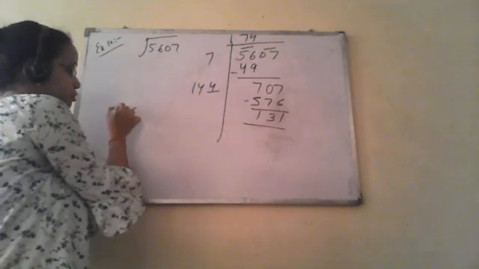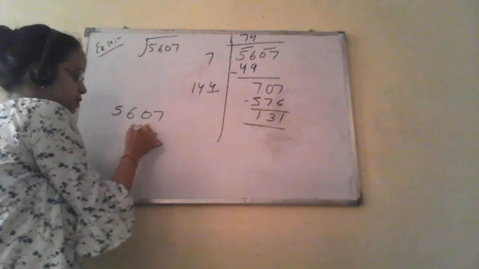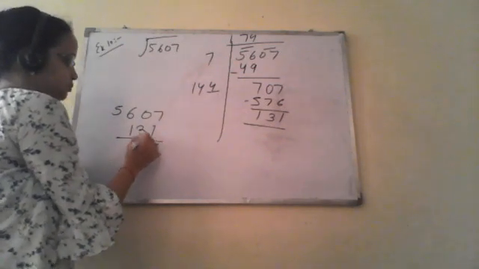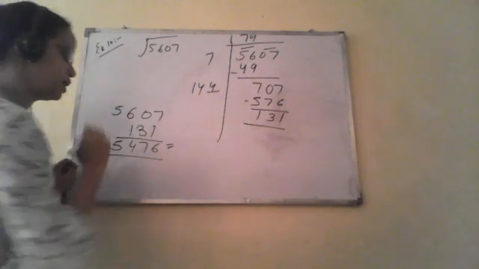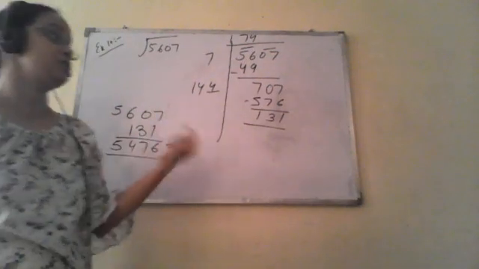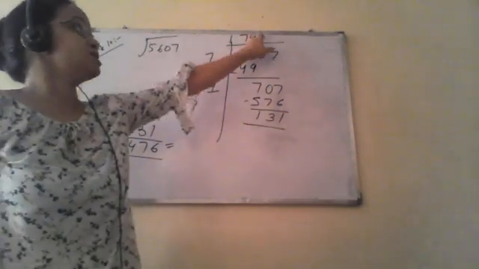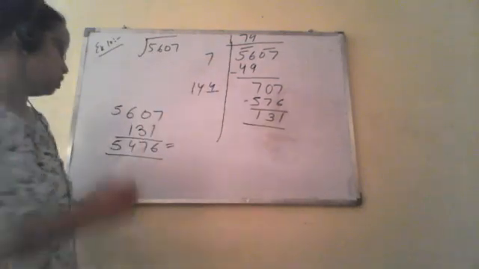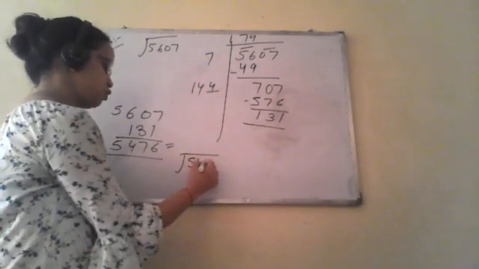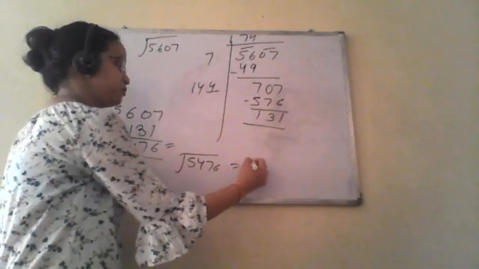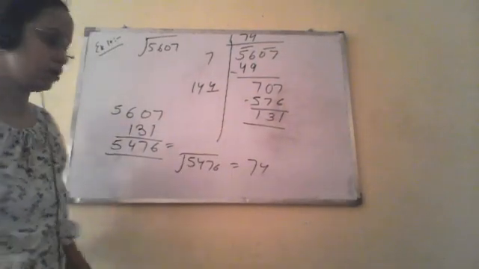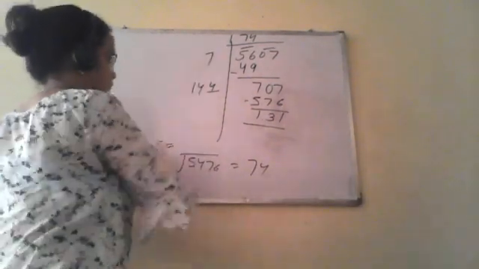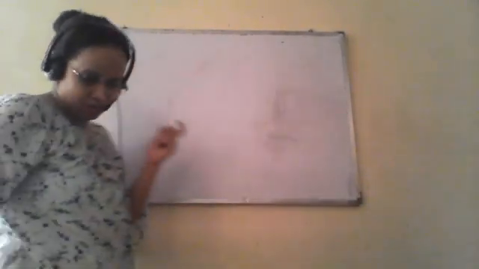So from 5607, we have to subtract this number. So it will become 5476. So this resulting number is a perfect square. And what is the square root of the same? That's 74, which is obtained as the quotient. So the square root of 5476 will be 74. Simply we have to subtract whatever remainder we have obtained. So I hope this is clear.